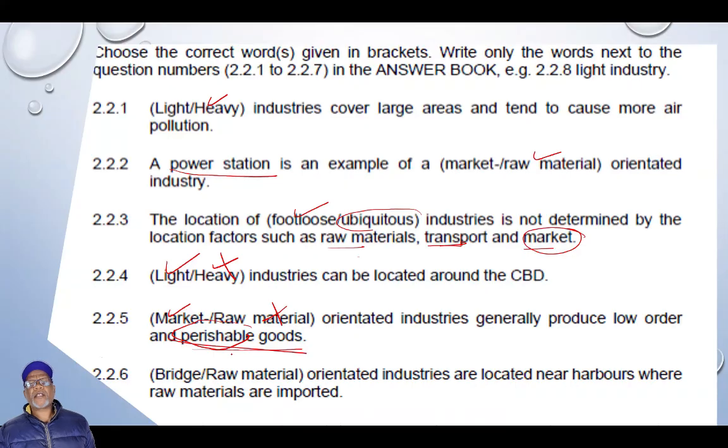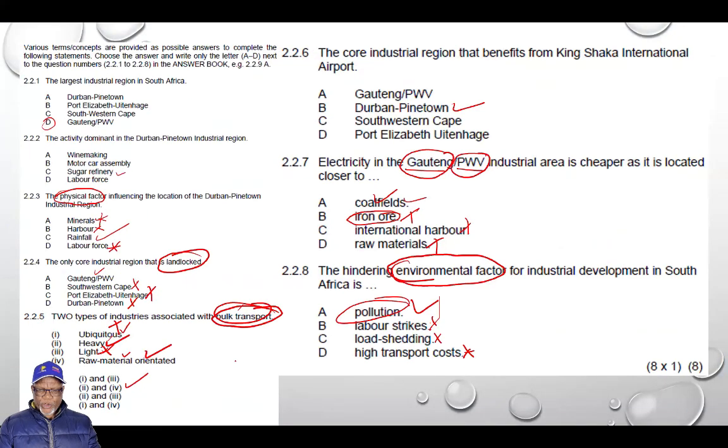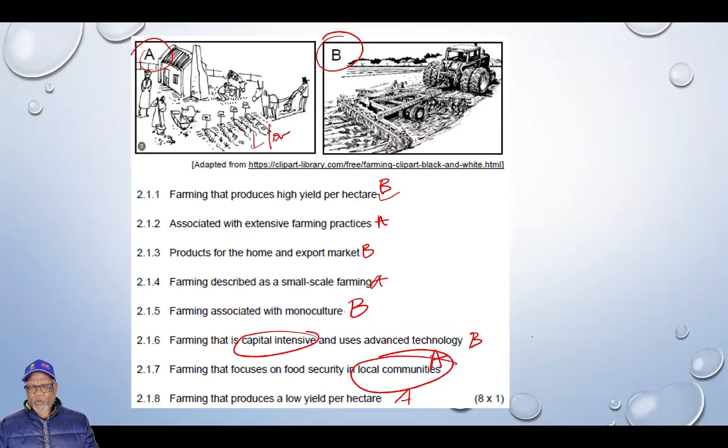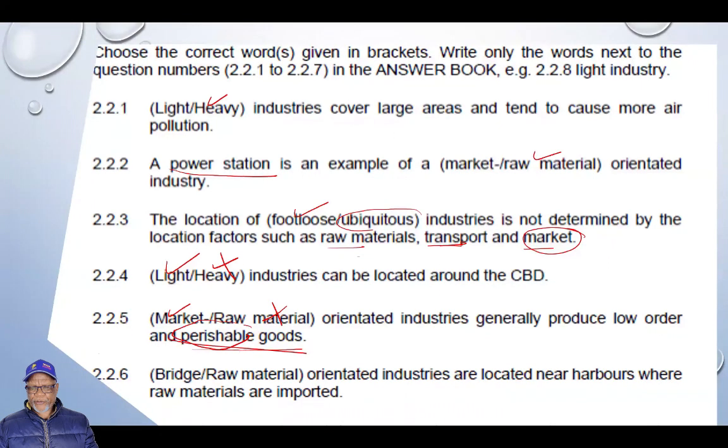So you will see that one industry could have characteristics of more than one. Like when you're looking at this industry, the two types of industries associated with bulk transport will be the raw material orientated and the heavy industry. So one industry can have characteristics of more than one industry.